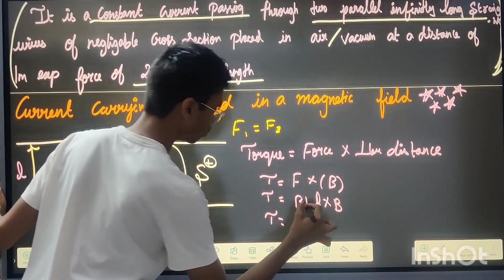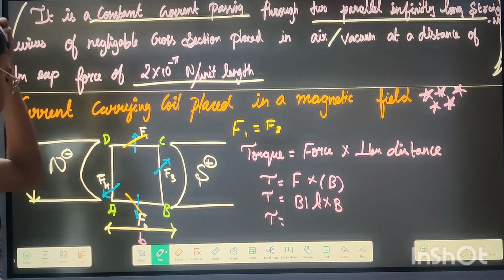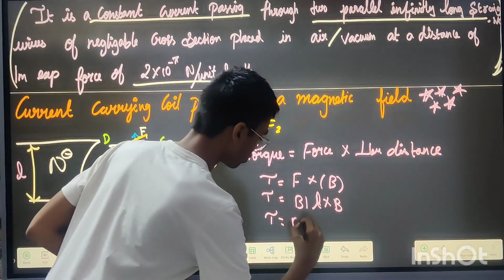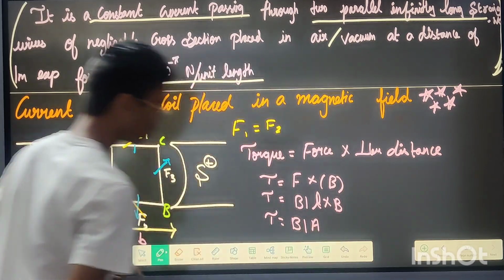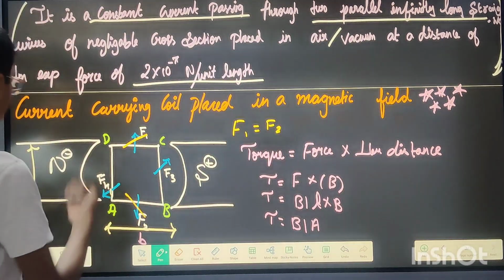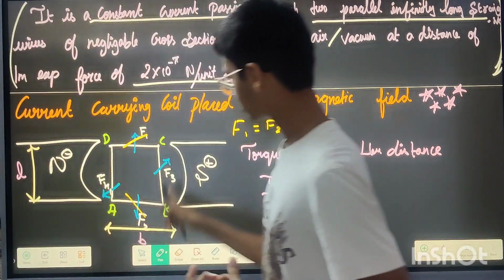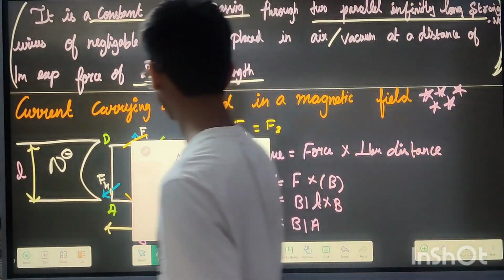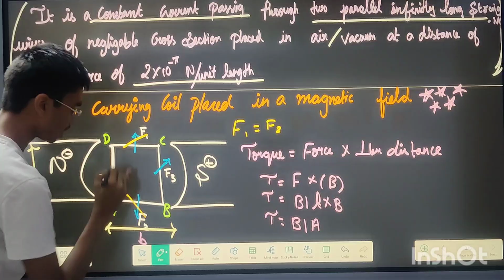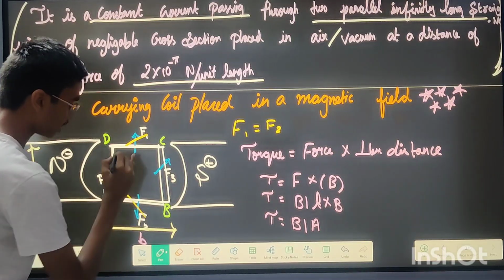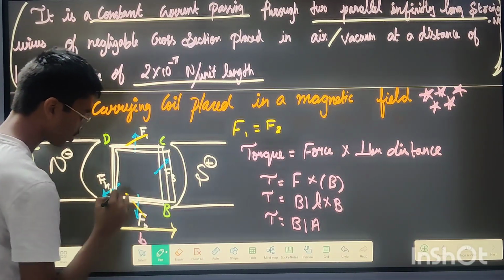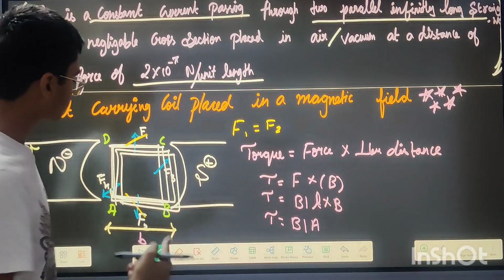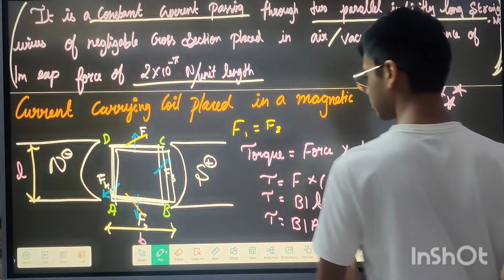Torque is equal to BI into L into B. What is L? This is L, and this is B, and L into B is equal to area. So BIA. Also this will not be just one rectangular coil. There will be more than one rectangular coil: like this, still another will be there, and another, successively.